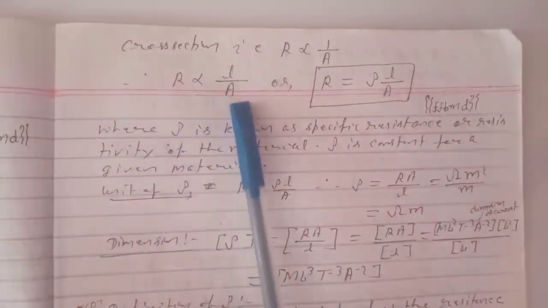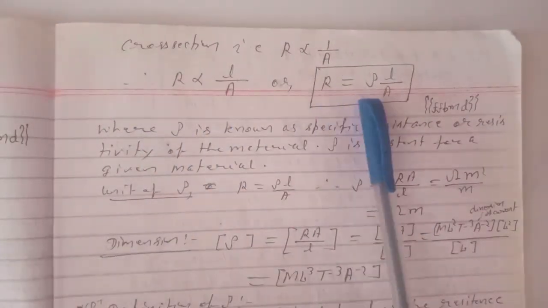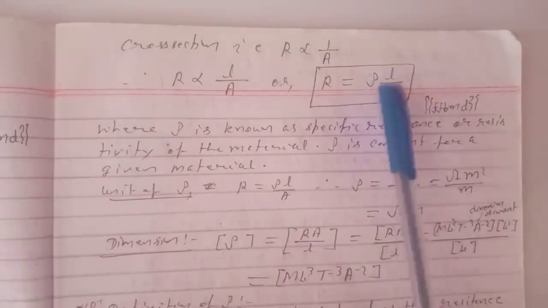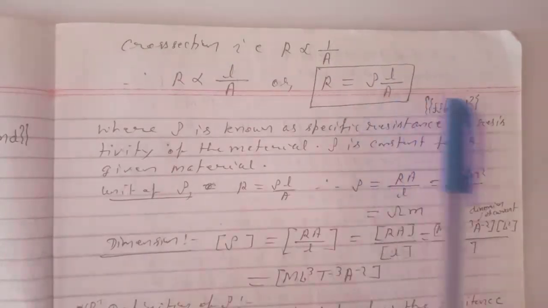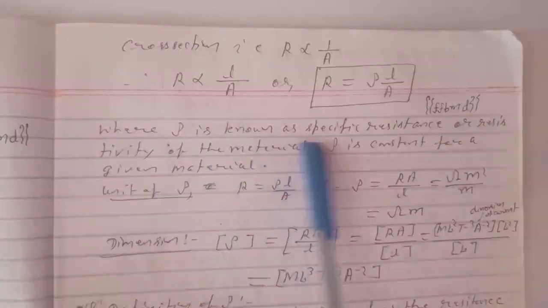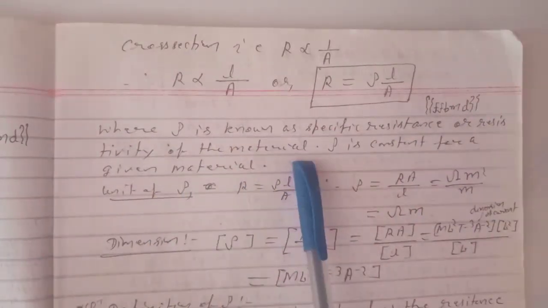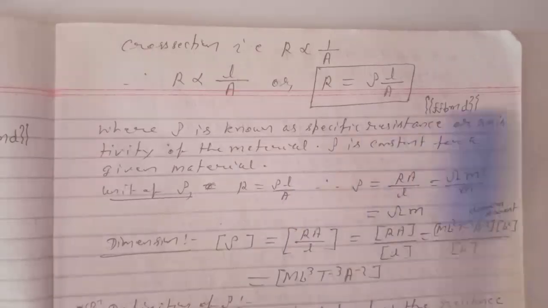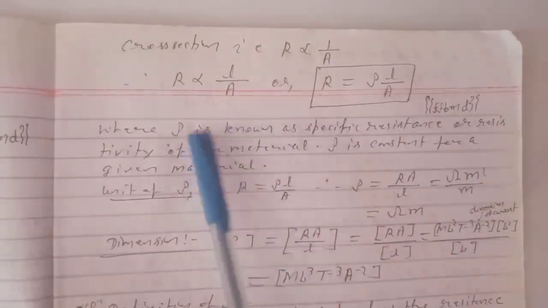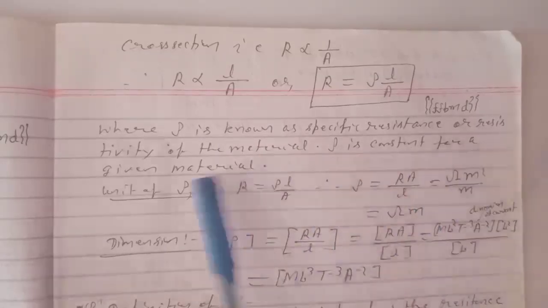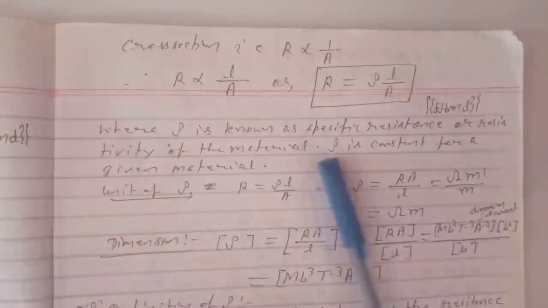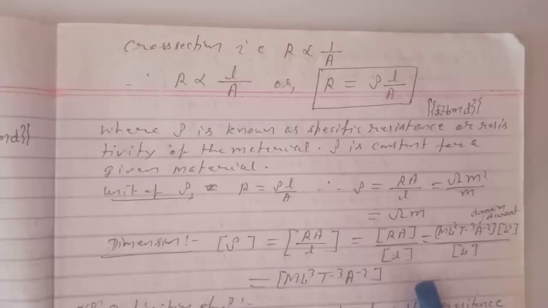Hence R is proportional to L by A, or R equals rho into L by A, where rho is a proportionality constant, known as the specific resistance or resistivity of the material. Rho is constant for a given material, and rho is always constant for a given material.